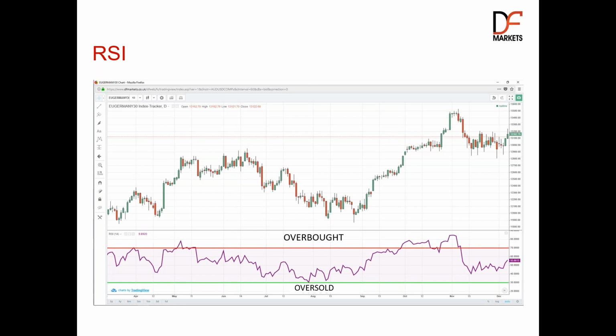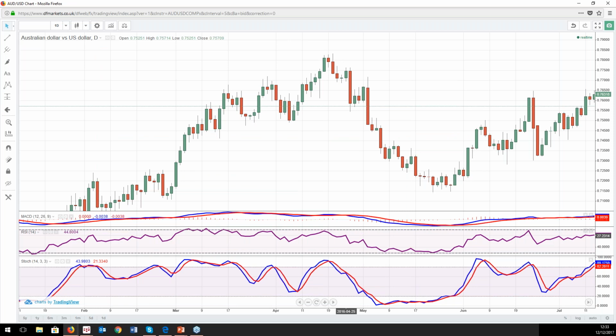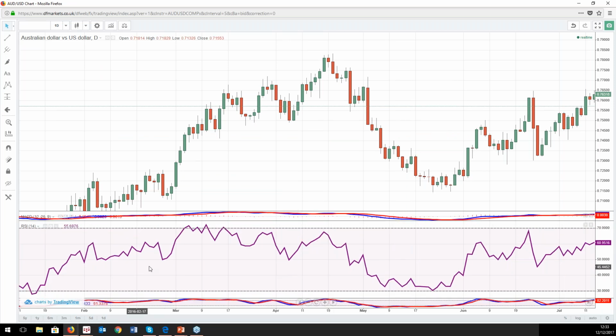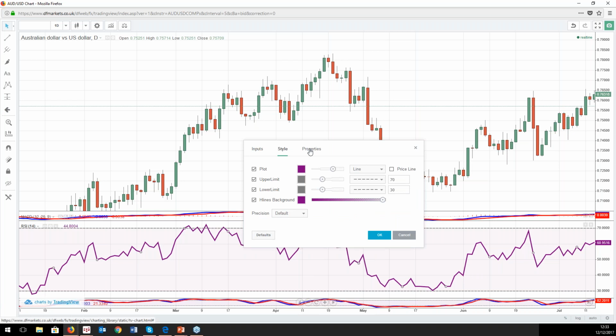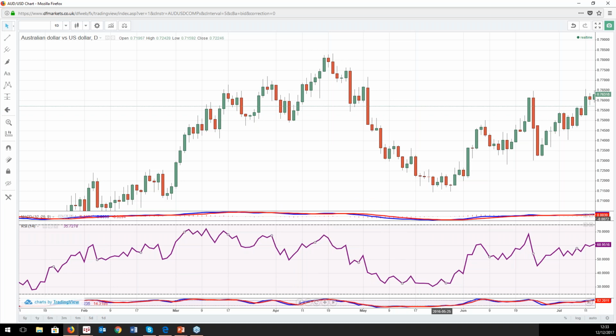Okay, when I say you can change it, let's do exactly that right now, shall we, with our Aussie dollar chart. So let's get rid of the stochastics, and let's now concentrate on the RSI. Okay, and we shall click on that RSI. We can format the chart. I'm pretty sure that we can have, yes, look, here we go, upper limit, change that to 75, lower limit, change it to 25, press OK, and now our lines are further away.